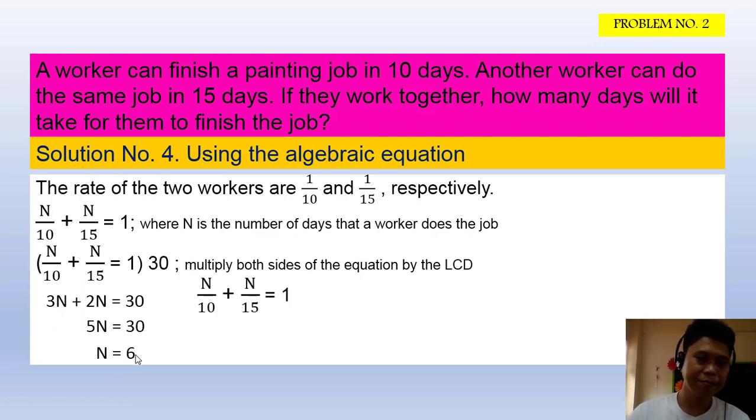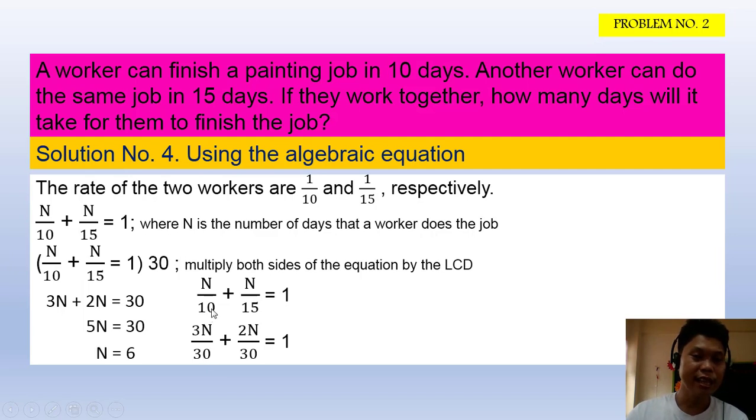Ibig sabihin, kung 6 days, ay makukompleto nila ang kanilang trabaho. Okay? Or pwede natin ipakita kung hindi kayo nahihirapan dito sa LCD. Multiplying by LCD. Pwede rin ganito. N over 10 plus n over 15 is equal to 1. Ang gagawin natin ay isulat talaga natin ang LCD. Di ba ang LCD is 30? Ayan. So, rename natin. So, 30.